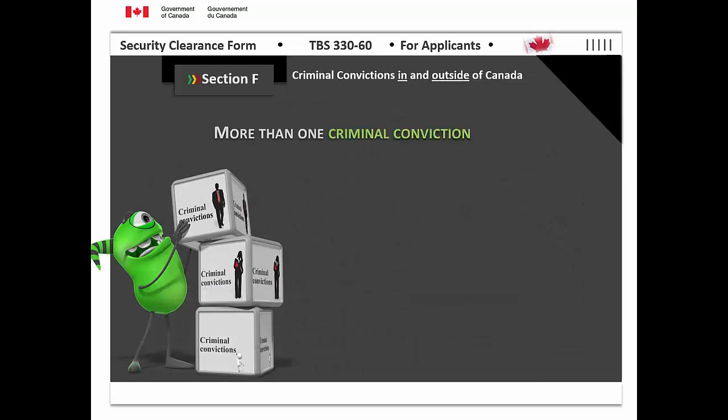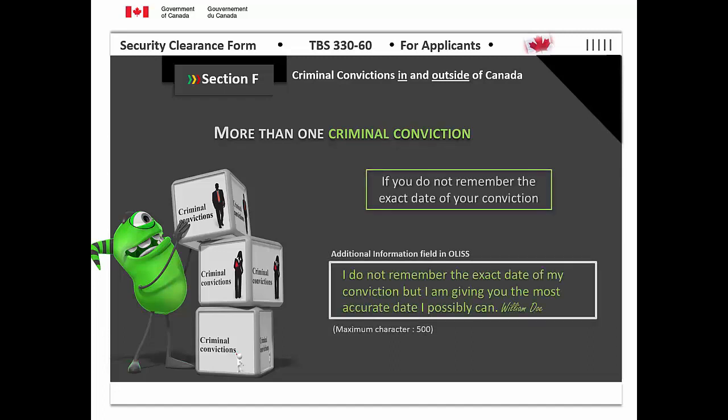If you have more than one criminal conviction, you can enter them, one by one in OLS, starting with your most recent one. And if you do not remember the exact date of your conviction, you must provide the most accurate date as possible, and include an explanation in the additional information field, indicating that you do not remember the exact date.